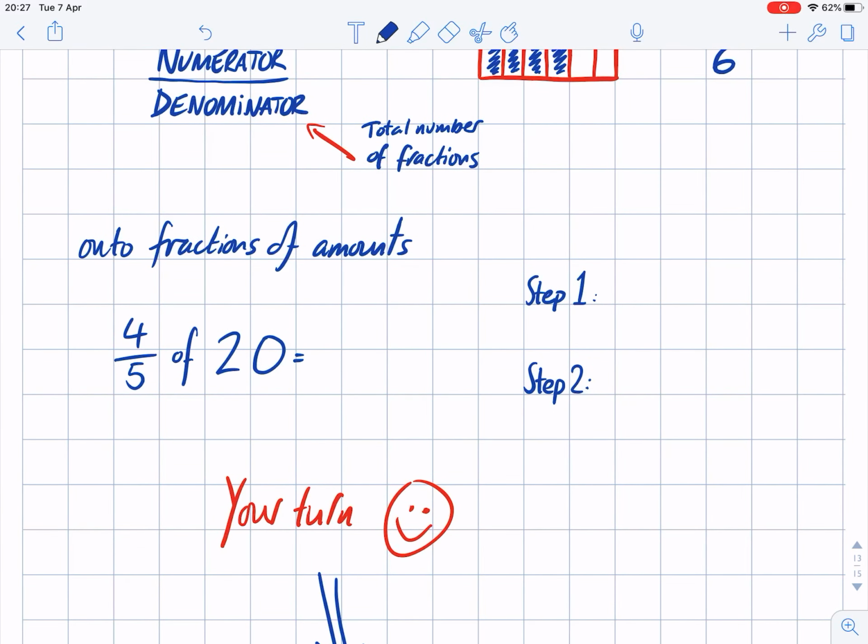So let's just put a pound sign in front of that 20, okay? And let's say that you were doing some jobs around the house and your parents said, right, you've done really well there. You can have 4/5 of £20, provided you can work out how much that is.